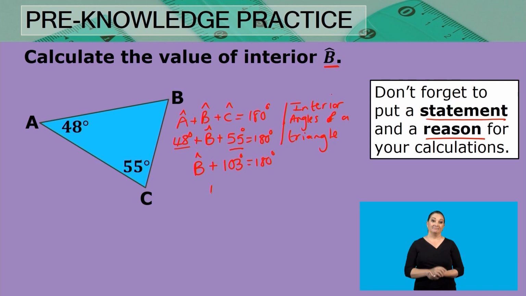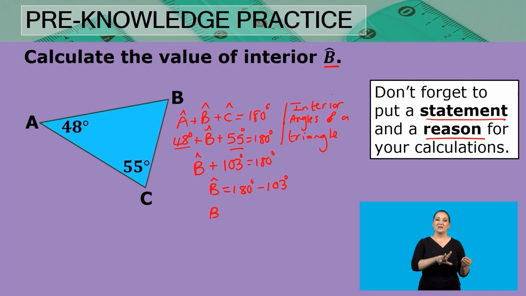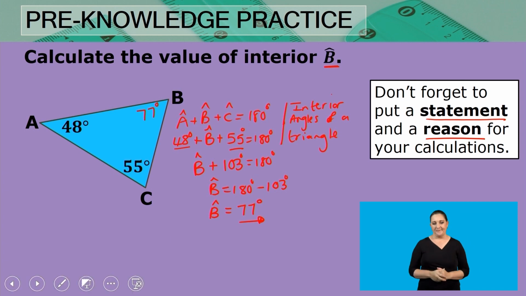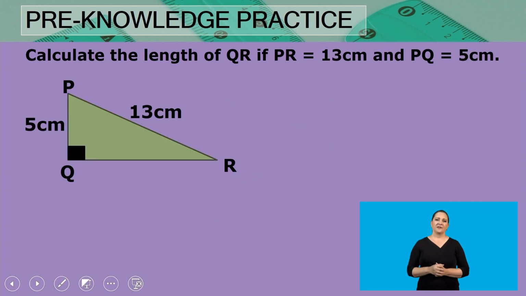And when we use the additive inverse of 103 degrees, we are going to have 180 degrees minus 103 degrees, and that is going to give us an answer of 77 degrees. And that is the value of that angle B. That is 77 degrees. Let's move on to another question.